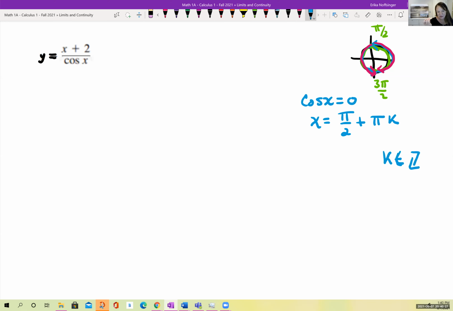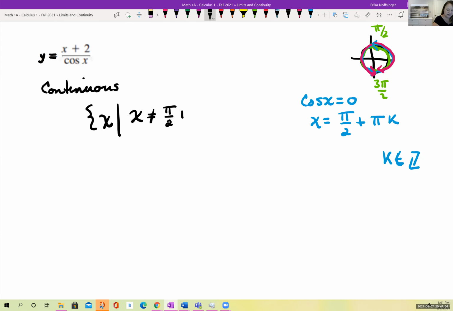But we actually don't want cosine of x to equal 0, because that's where it's undefined. That's what sets our denominator equal to 0. And if it's undefined there, then it also means that it's discontinuous there. And so this is going to be continuous, such that we can put this in set builder notation: the set of x such that x does not equal pi halves plus pi k, where k is an integer.